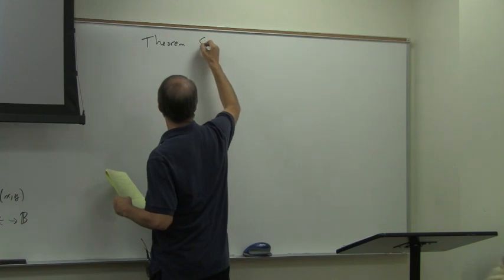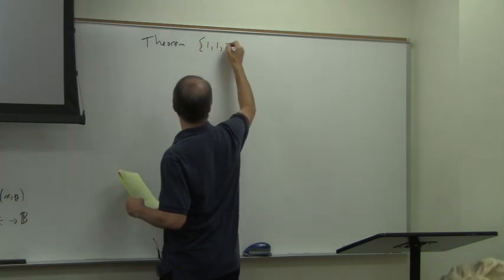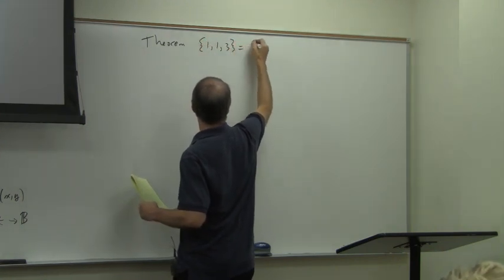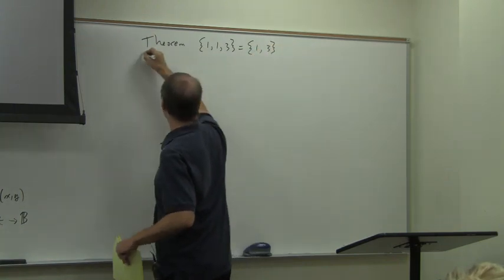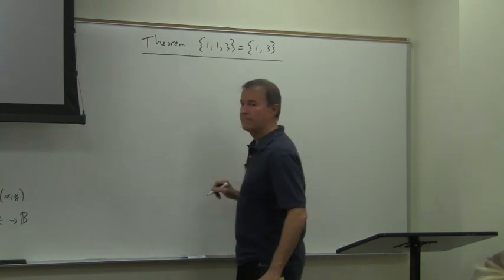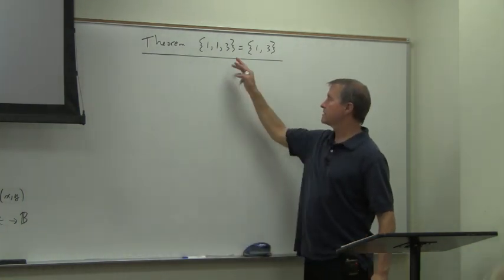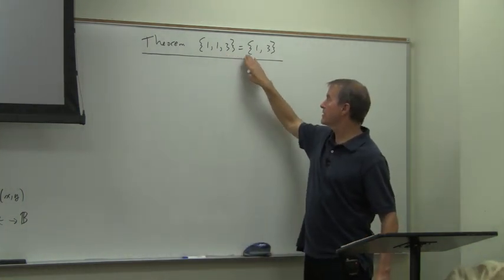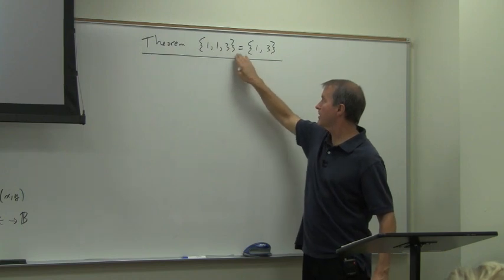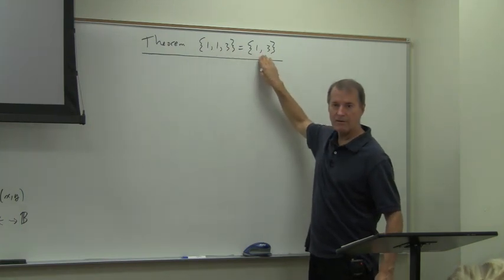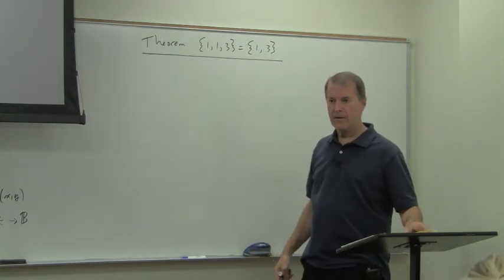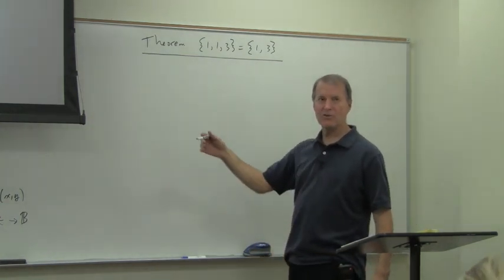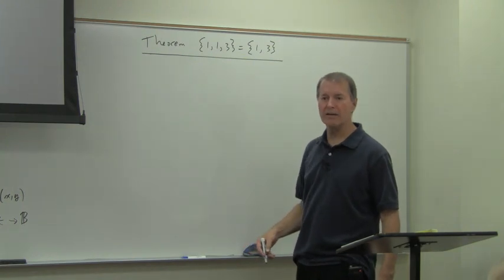Suppose we have this theorem: the set 1, 1, 3 equals the set 1, 3. Do sets have indexes? No. Do you believe this? The set 1, 1, 3 equals the set 1, 3. That's not right. Yes, I can make that happen. I don't think we need to go through all the details, but how would you make it?